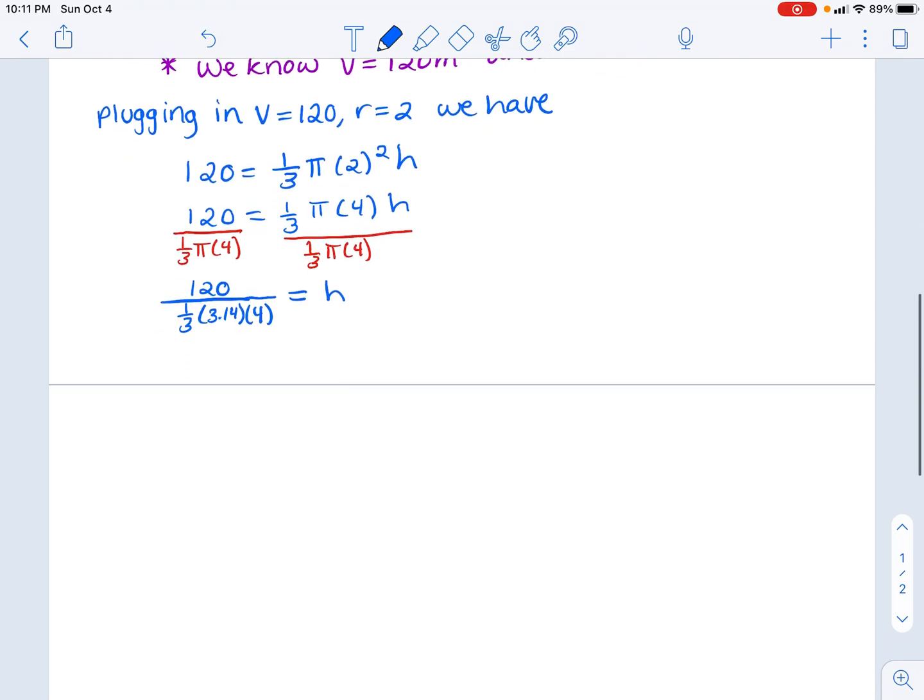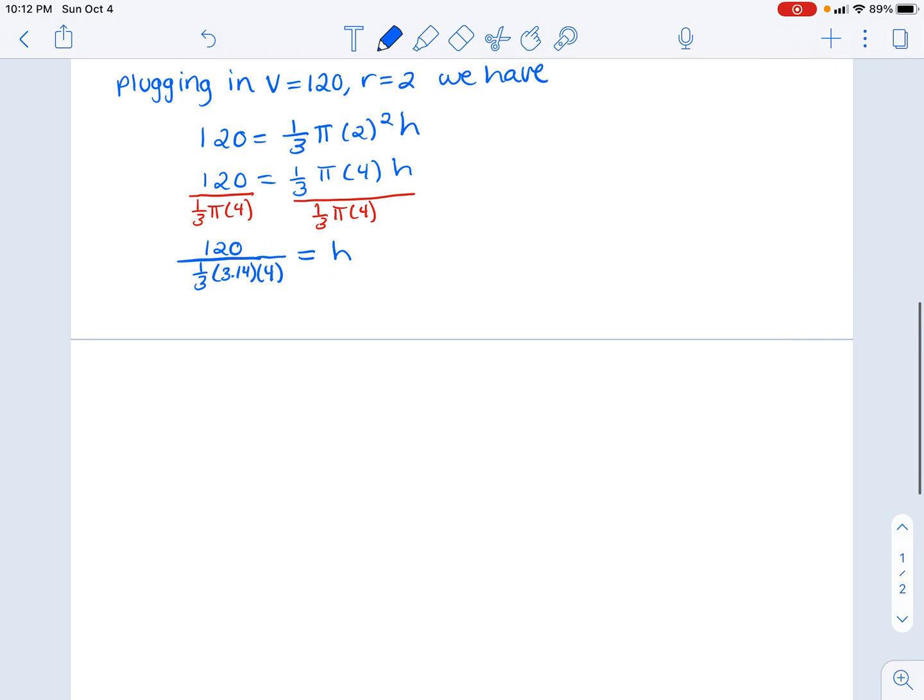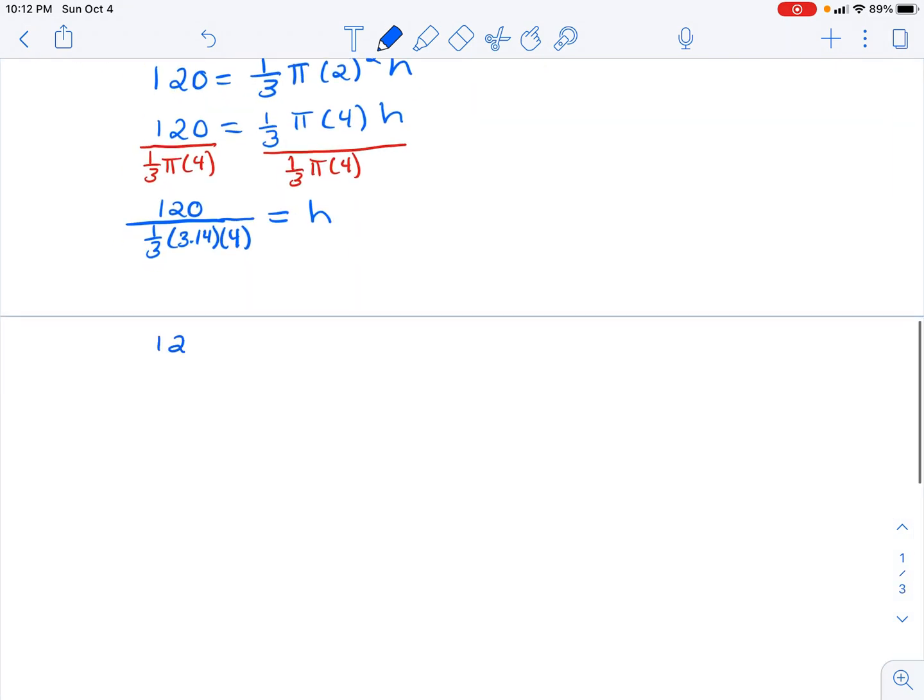Now using our calculator, we can simplify the denominator. So I have 120 divided by, and when you put 1/3 times 3.14 times 4 into your calculator, this is what I get: 4.18666, and it keeps going. Rounding that, I get 4.19 is equal to h, rounding to 2 decimals.